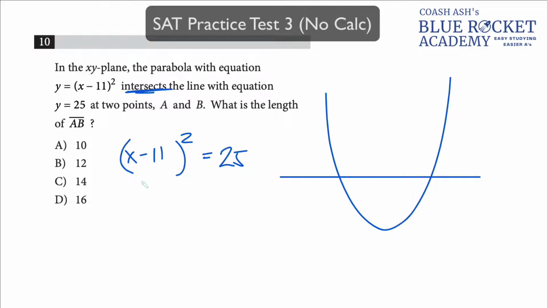Okay, and then what do you do? You do case 1, case 2. So case 1 is x minus 11 is equal to, how do you solve this? You simply take the square root of that.